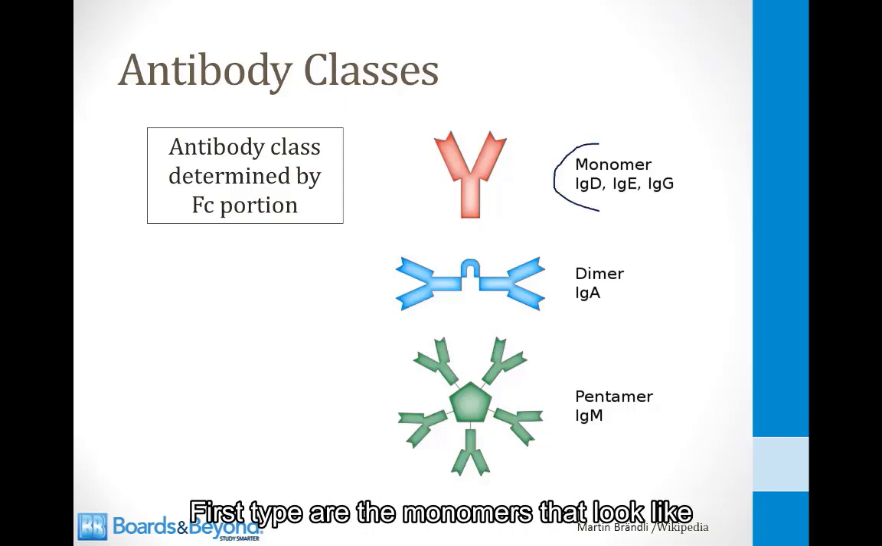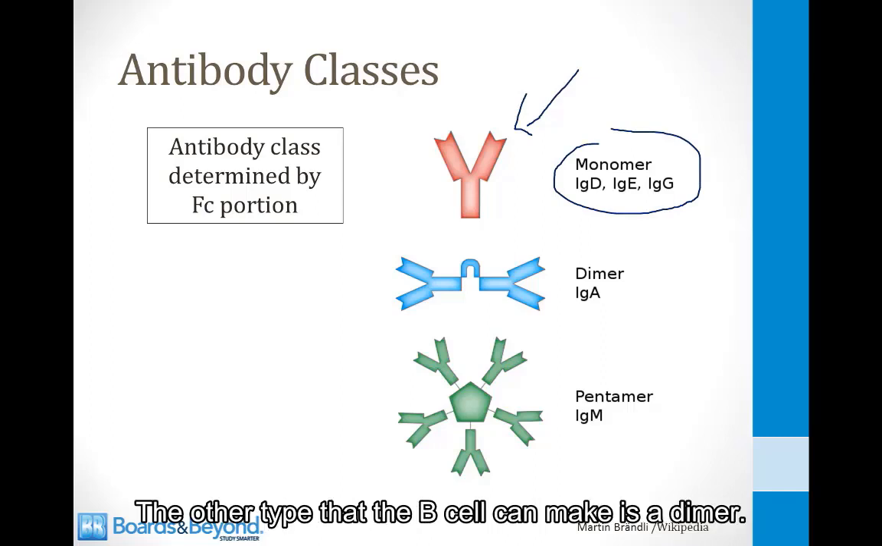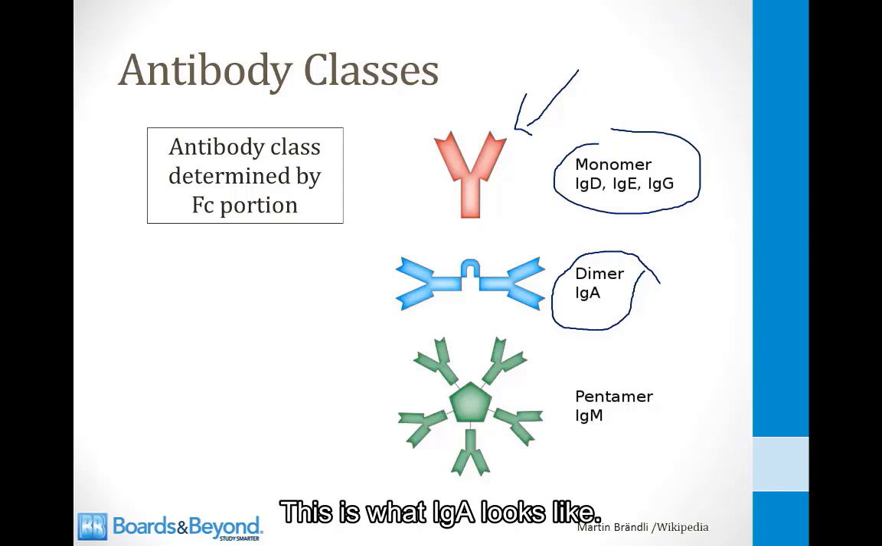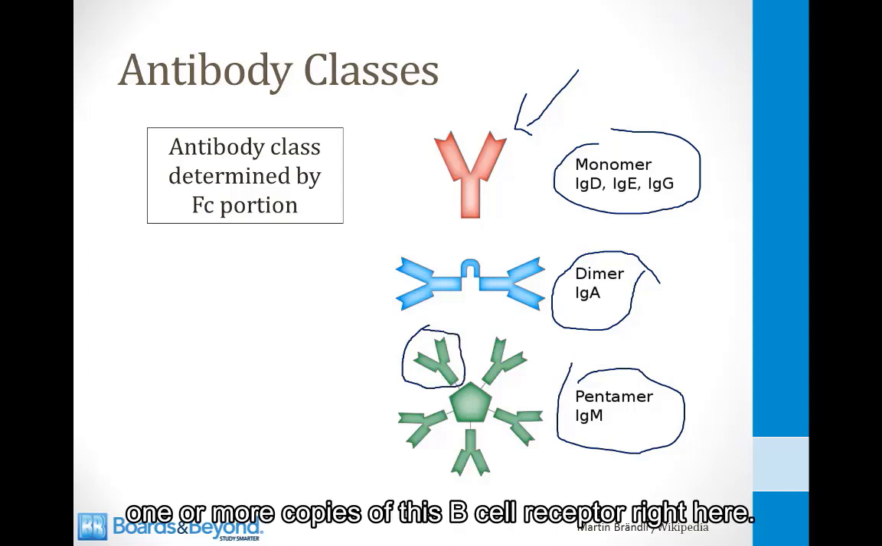The first type are the monomers that look like this shape right here. So IgD, IgE, and IgG are all monomers. The other type that the B cell can make is a dimer. This is what IgA looks like. And then the final type is a pentamer, which is IgM. And all of them have copies, one or more copies, of this B cell receptor right here.